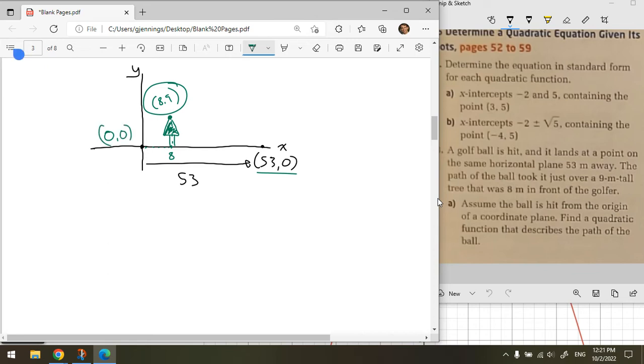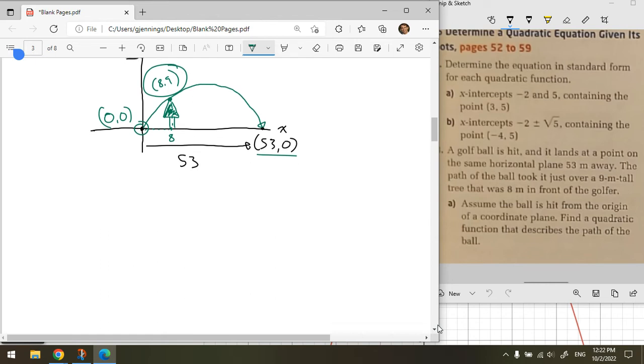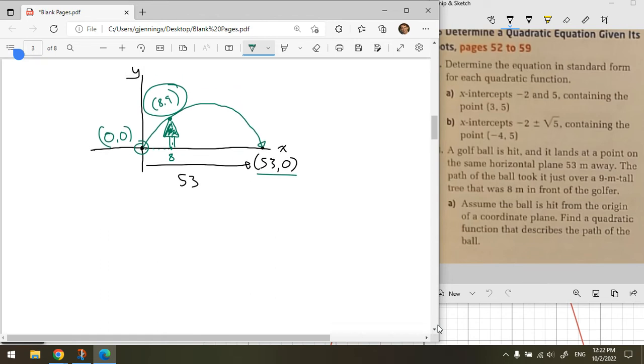Why 0, 0? Because I chose that. And then this golf ball goes up past the tree and comes down there. I've been asked to assume the ball is hit from the origin. Done, I did that. Find the quadratic function that describes the path of the ball. Great. We would also do this if we wanted to find the maximum height, and that's going to be question 7b. So let's do it.